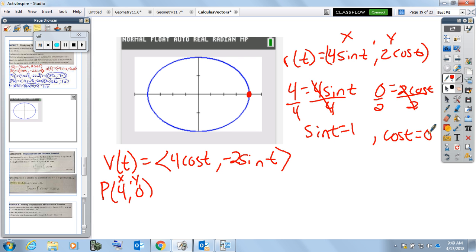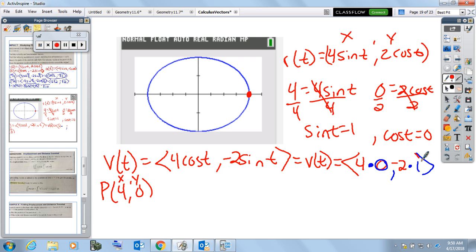Well, now how does that benefit us? Because now we can actually substitute this into our velocity vector here. Let's change colors so we can show the substitution. Our velocity in this case will be 4 times cosine of t, oh, I'm sorry, hold on guys, I'm switching these up on you a little bit. I'm putting cosine first. Cosine of t was 0 in this case. And then we had our negative 2 multiplied by sine of t, and sine of t was 1 at this point. And so the vector itself can be said to be 0, negative 2 is what our velocity vector will look like when the point x, y is 4, 0.